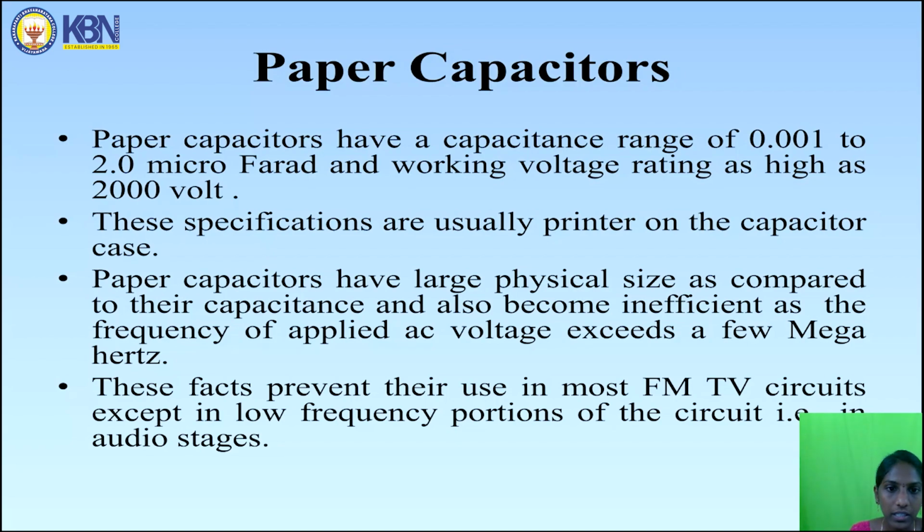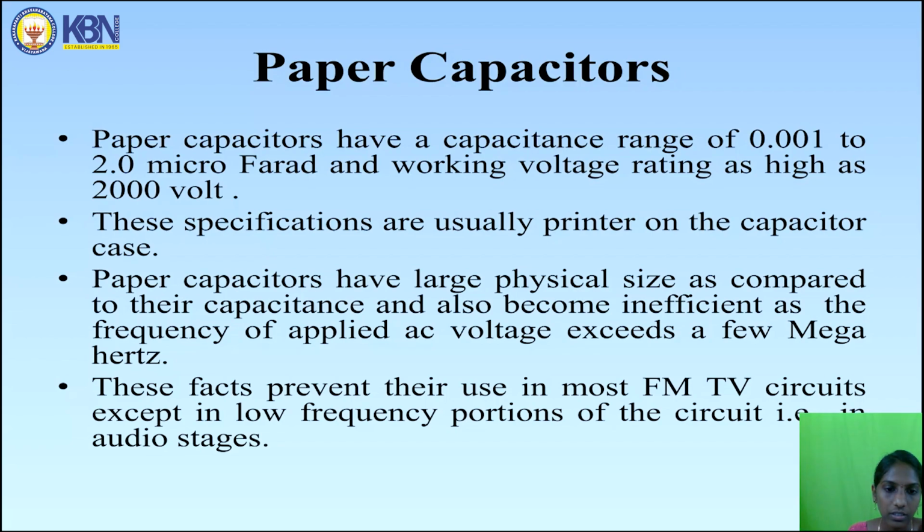Paper capacitors have a capacitance range of 0.0012 to 2.0 microfarad and a working voltage rating as high as 2000 volts. These specifications are usually printed on the capacitor case.